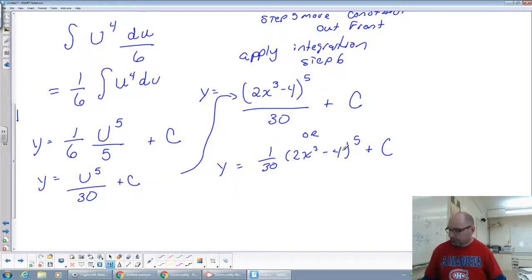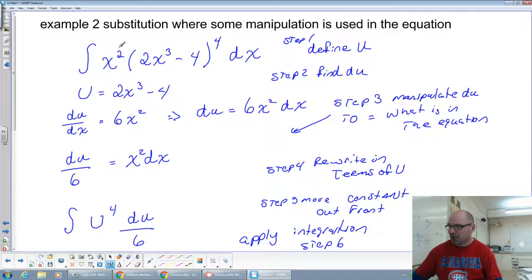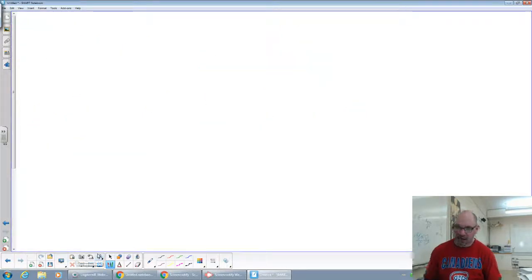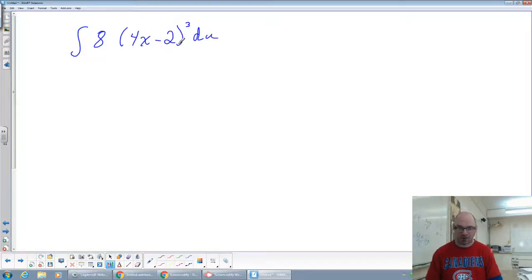Okay. Let's try a similar one. Same kind of idea. We're still going to do substituting and manipulating. On the next page, let's try this one. Let's say I have the integral of 8x to the 4th minus 2, or 4x minus 2 to the 3rd power dx. If you want to pause there, you can try that one on your own. If you'd rather just watch me do another one, I'm going to do, this is dx, pardon me.